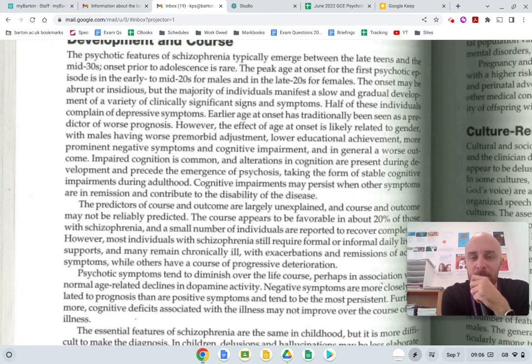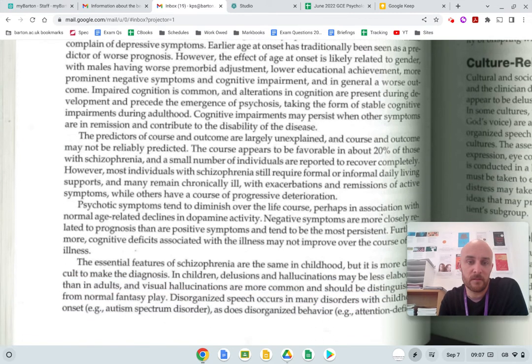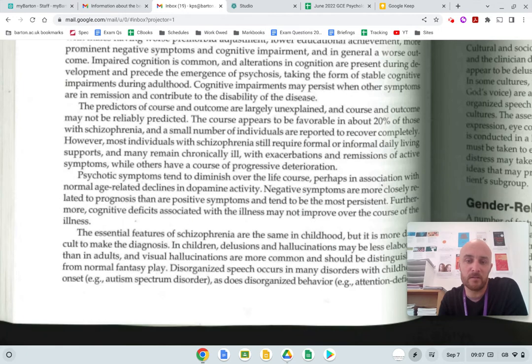And this is interesting. Earlier age at onset has traditionally been seen as a predictor of a worse prognosis. The earlier you get schizophrenia, the worse it can be. So if you get schizophrenia at, say, 14 years old, that's going to be a really tough journey for you compared to someone who gets it at 29, for example. I mean, look, I could talk about this all day. I find this so interesting.